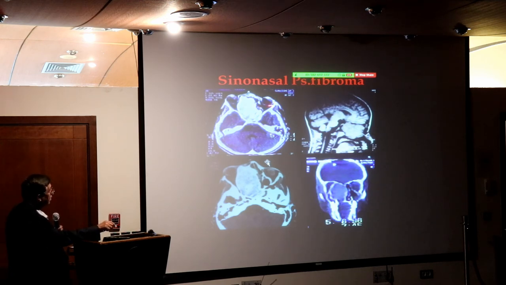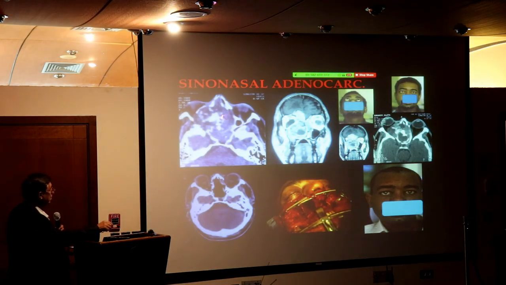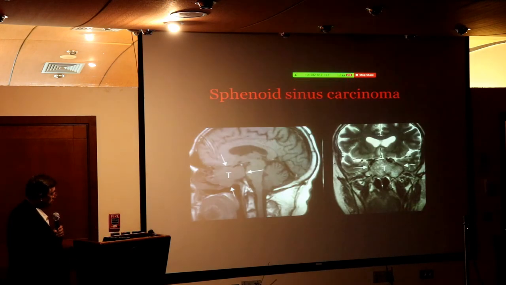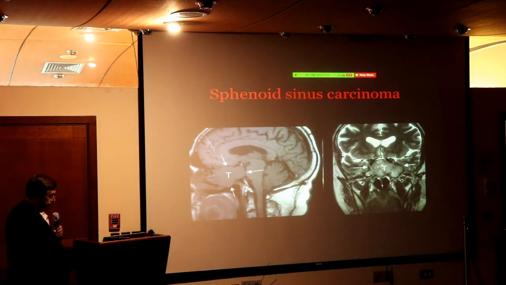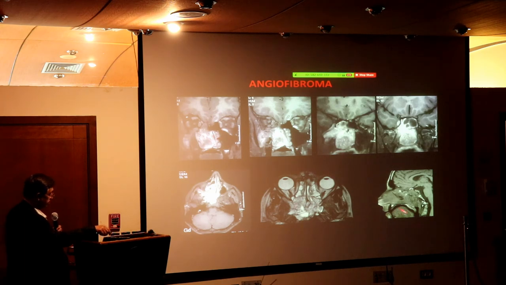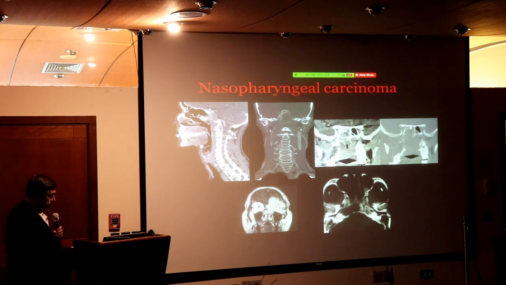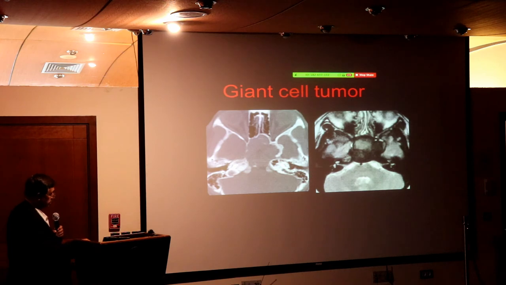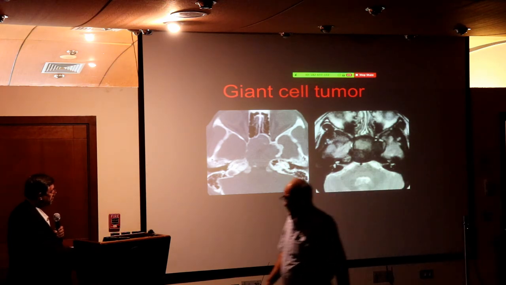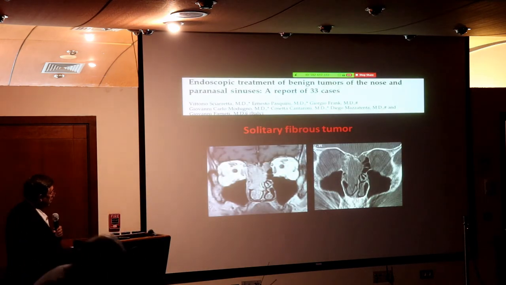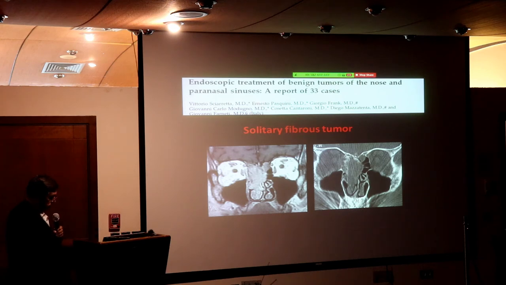Let's see. One of my cases, sinonasal sarcoma fibroma with obstruction of the sphenoid sinus. Another patient of mine from Sudan with this tumor blocking the sphenoid sinus. This is pre-op, this is post-op. Sphenoid sinus carcinoma, angiofibroma, especially in children, Ewing sarcoma, nasopharyngeal carcinoma, as you mentioned, giant cell tumor, Ewing sarcoma, I mentioned it, solitary fibrous tumor, reported in this series of 33 cases.